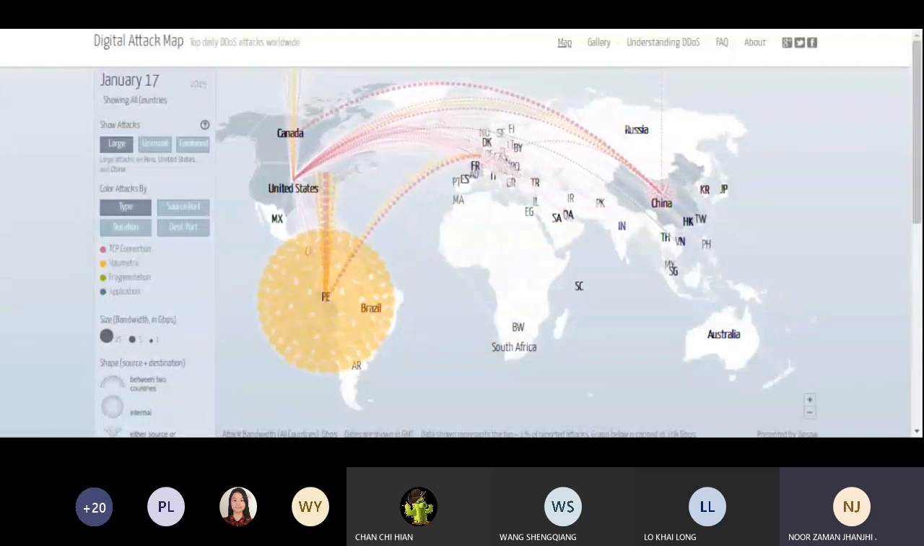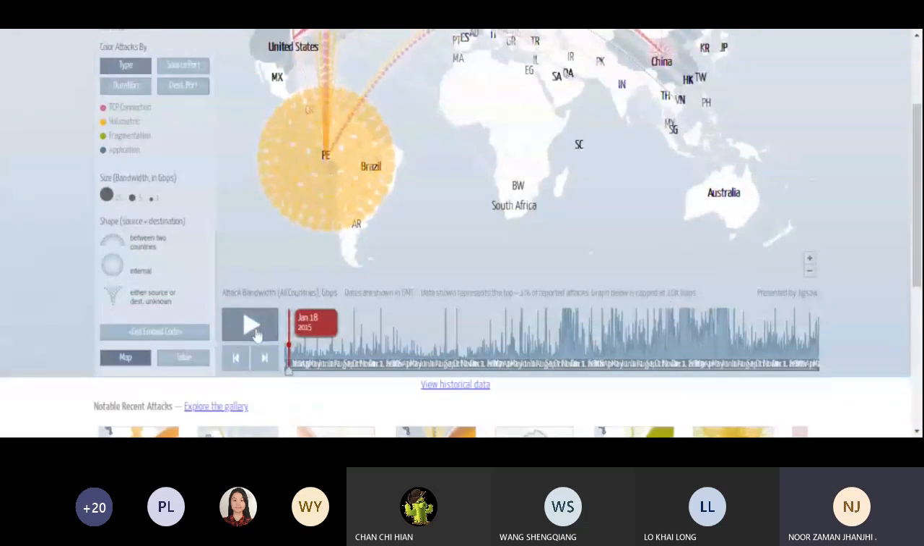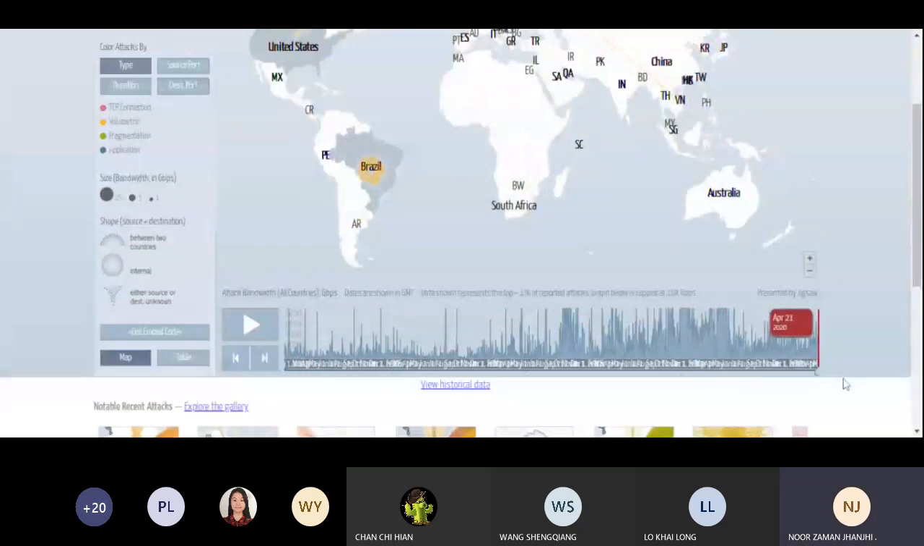Now you can see this is only for one attack, the DDoS attack. This will show you the progress worldwide for each second, each minute, each hour, each day. I can take you below. You can see this is the play button. The moment we play it, it will show us the date and time with the bar. This is from January 18. If I take it ahead, you will see that this is April 21.